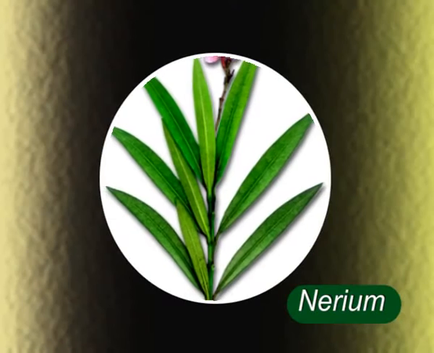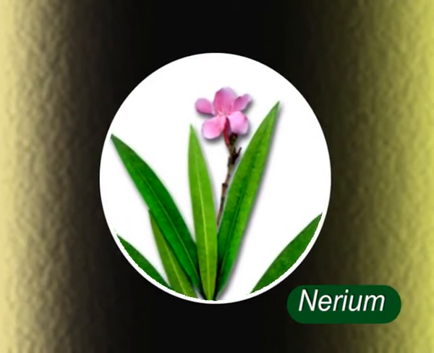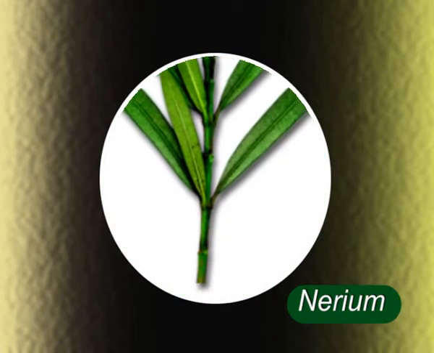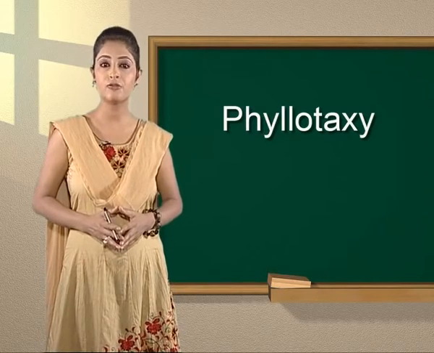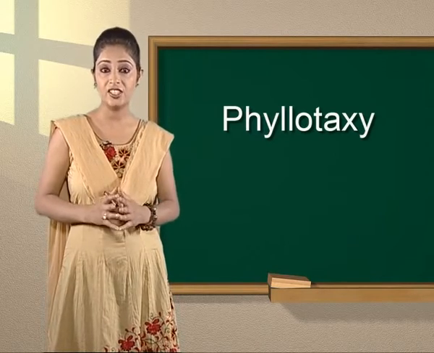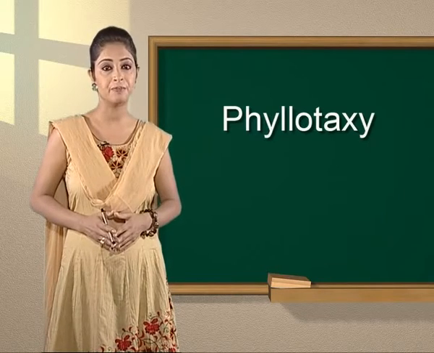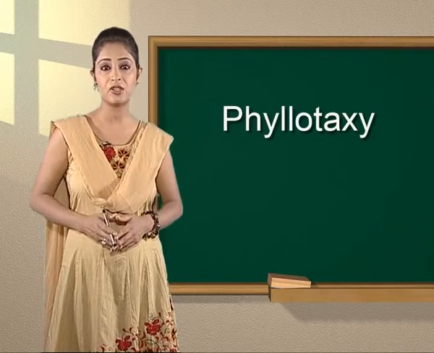Nerium shows whorled type of arrangement as three or more leaves arise at each node on the stem. So students, this was about phyllotaxy, which is a study of arrangement of leaves on the stem. We have also gone through the three major types of phyllotaxy.